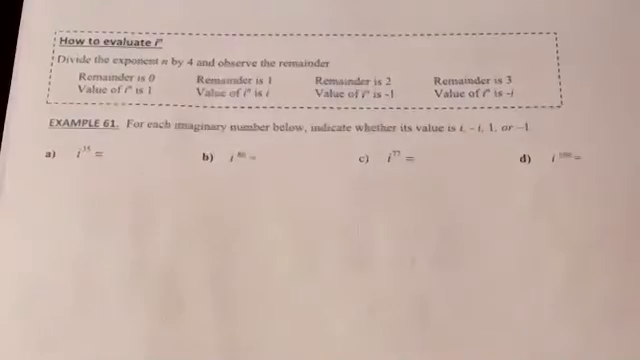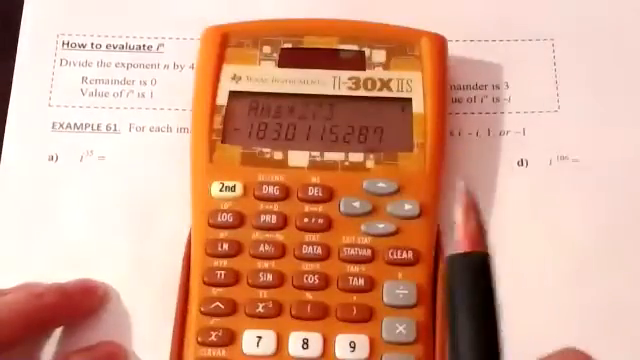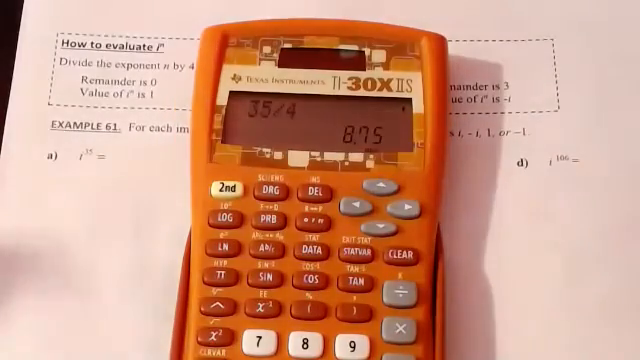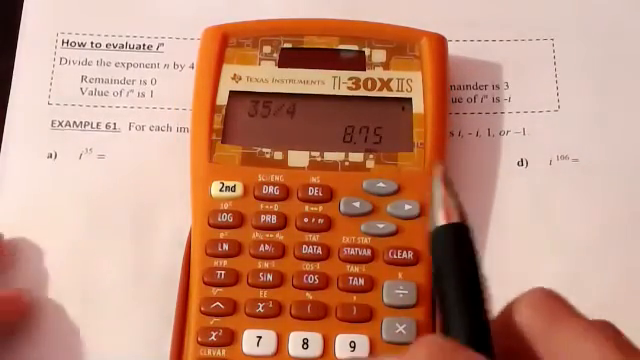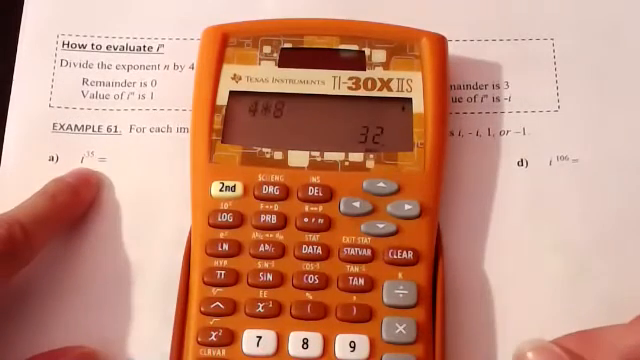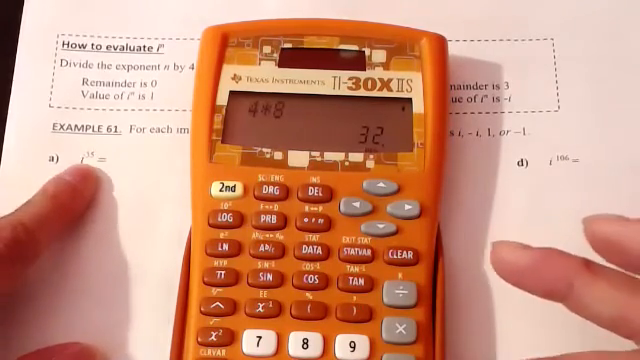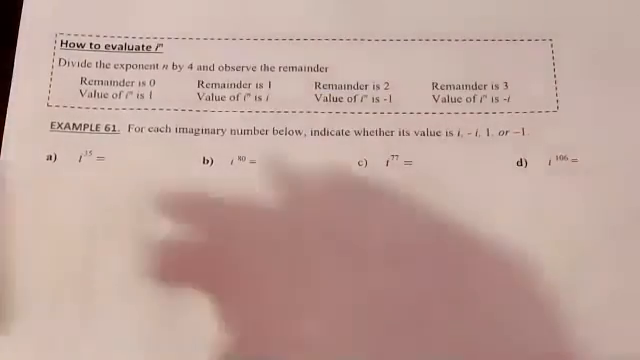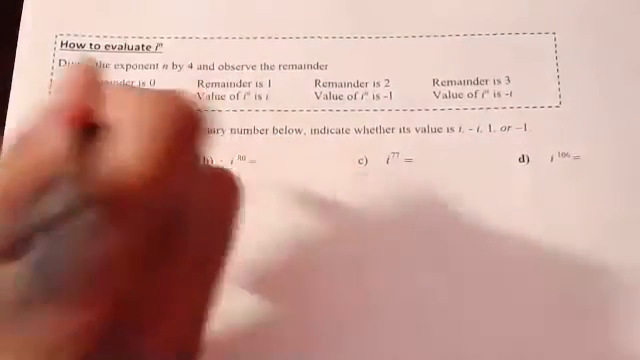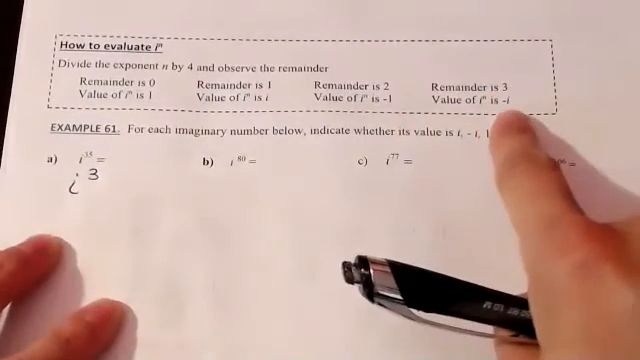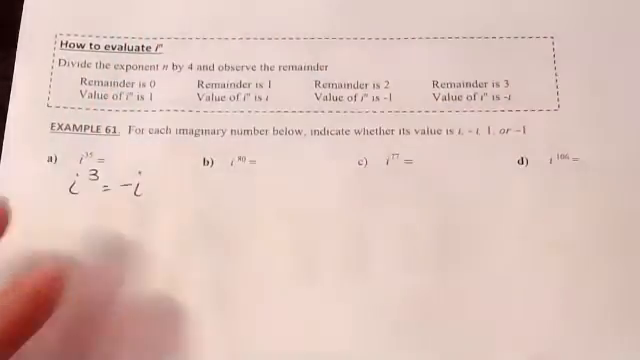i to the 35, please take your calculators. If we essentially divide by 4, we get 8 3/4, right? So essentially we notice that 4 times 8 gives us 32. And that leaves us with 3 powers of i. Because the highest multiple of 4 that's smaller than 35 is 32. So if we have 3 left, then I know what i to the third is. i to the third is -i. So that one's done.